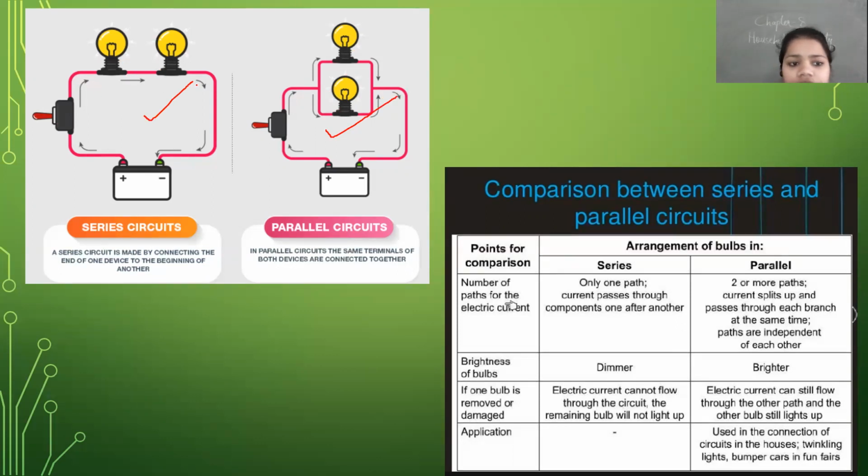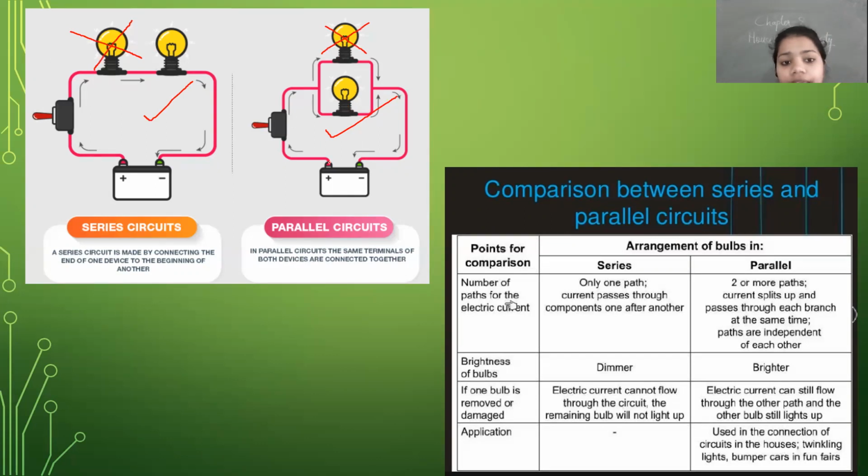Now in such a series connection, the problem is if one bulb is not working or if it is damaged, the circuit will become incomplete and the other bulb will also not light up. Whereas in this parallel connection, even if one bulb is not working, it will not affect the other one. It will automatically work. Why? Because here they have different paths. So even if one doesn't work, the other will work.